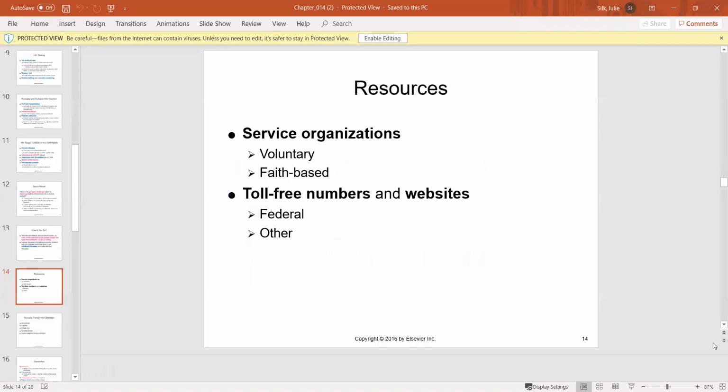Okay, so then another thing that we can do as nurses is give people resources to help support them in their illness. There are different service organizations that are voluntary or faith-based that might help them if they're in need of certain things. And then you can give them toll-free numbers and websites that also can help them if they're having problems with their disease process.